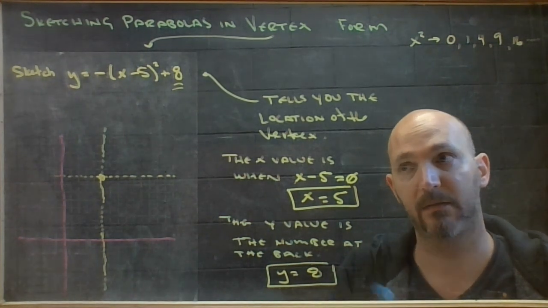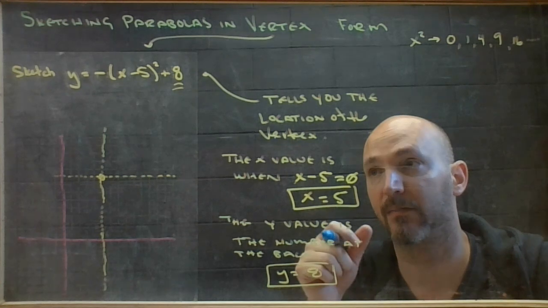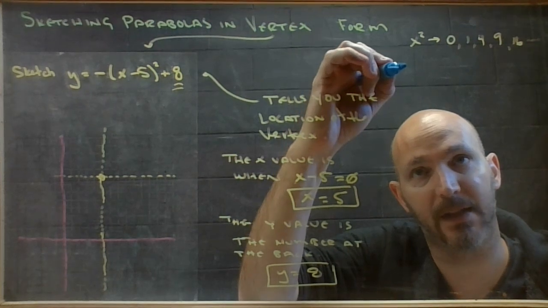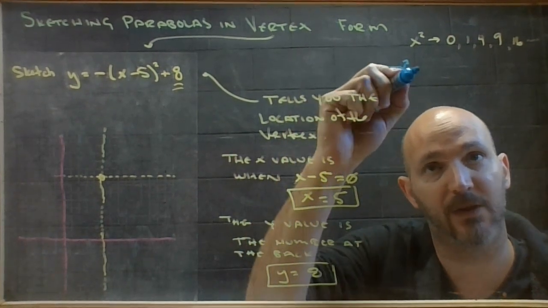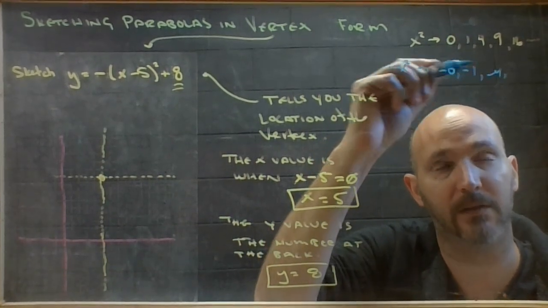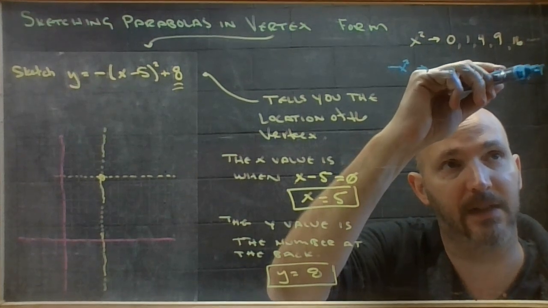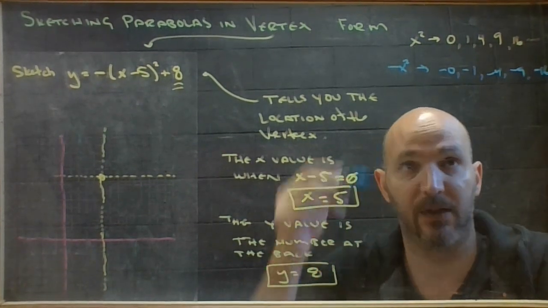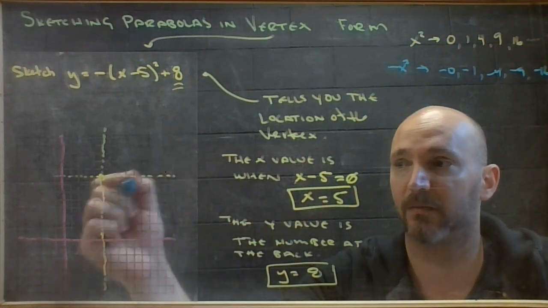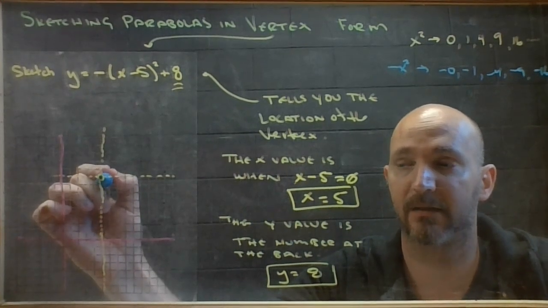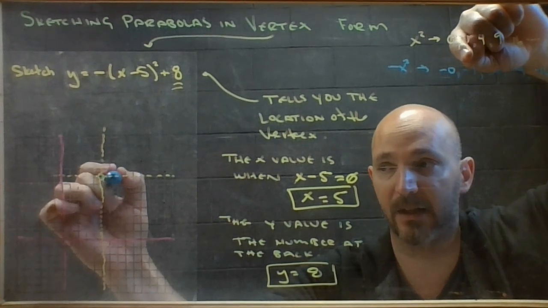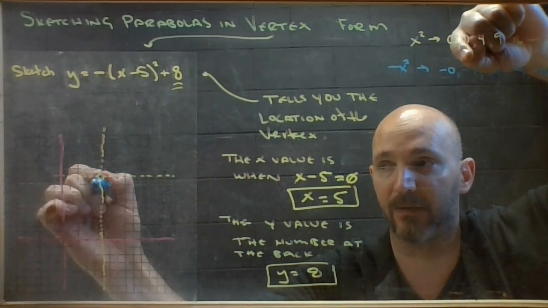Now, in this one, I have a negative in front. So instead of working on the x squared values, I'll be working on the negative x squared values, which would be negative 0, negative 1, negative 4, negative 9, negative 16, etc. I just took these numbers and made them negative. So 0 steps out from my vertex, I drop 0. 1 step out from my vertex, I drop 1. Doesn't matter if I go left or right.